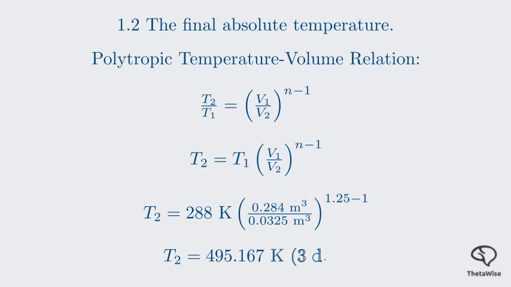Performing this calculation, we find that the final absolute temperature, T2, is approximately 495.167 Kelvin. As expected, the temperature increased due to the work done on the gas during compression. This value matches the one in the provided solution memo. We've now calculated the volumes and final temperature. It's time to move to the energy calculations.